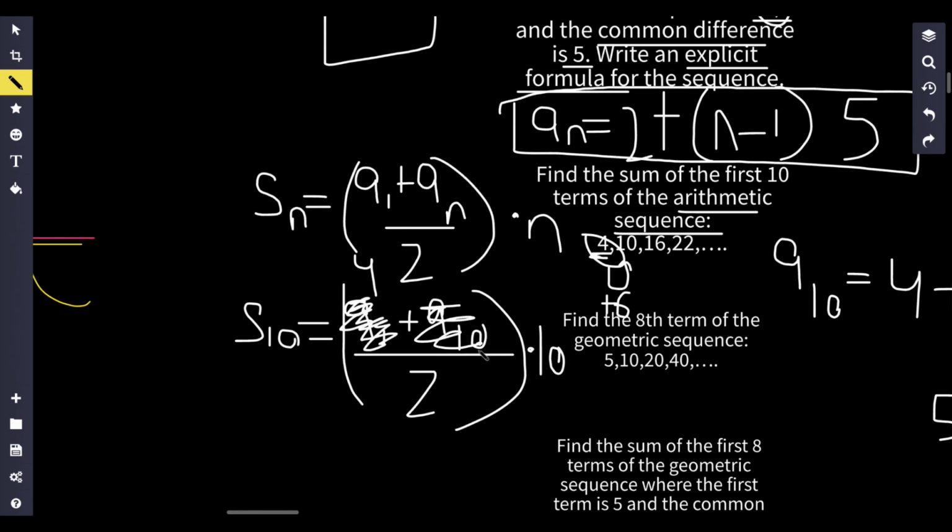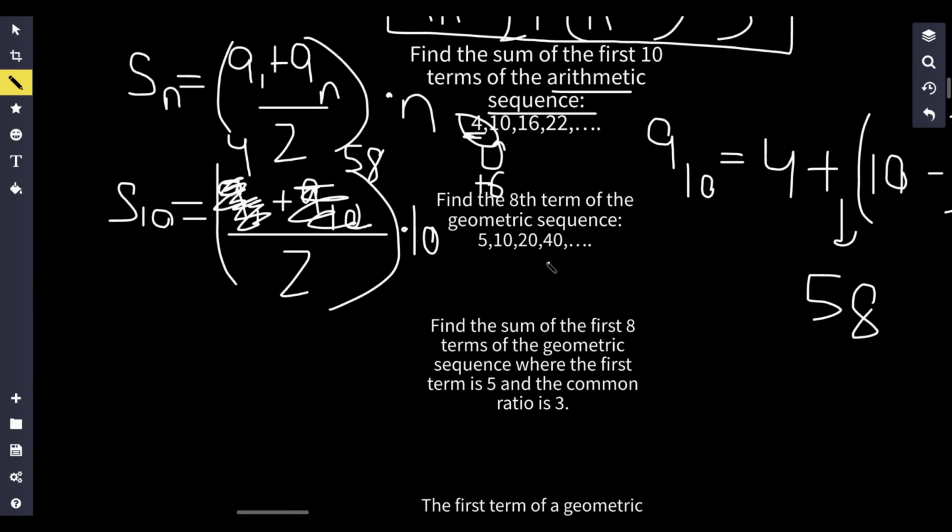So we're going to substitute that in here, and we should get the answer. So 4 plus 58 gives me 62, divided by 2, that's going to give me 31. 31 times 10 is going to be 310, and that is going to be our answer. So it's going to be equal to 310.